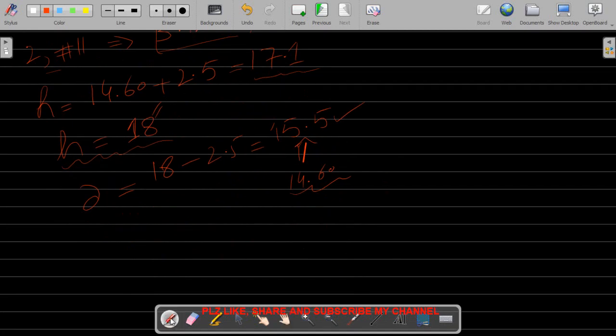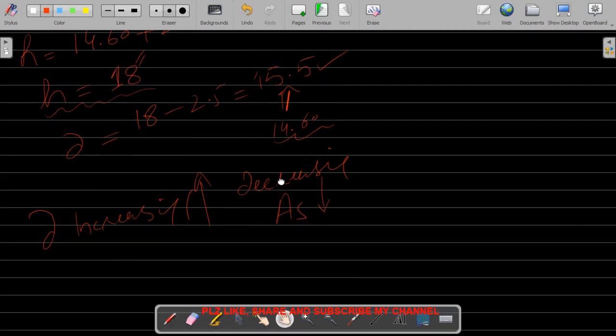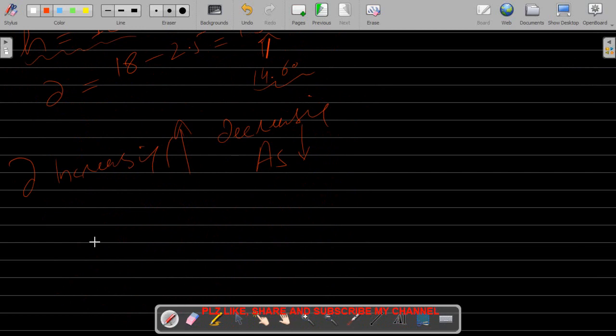So if we are increasing the depth, it will cause a decrease in the area of steel. So area of steel will be decreased, right? If we increase the D value, the area of steel will be decreased. Now we need to recalculate the area of steel, right? What will be the exact amount of steel for D equal to 15.5 inches.